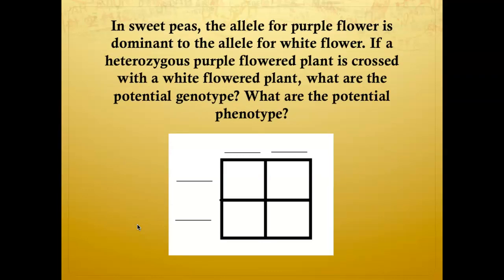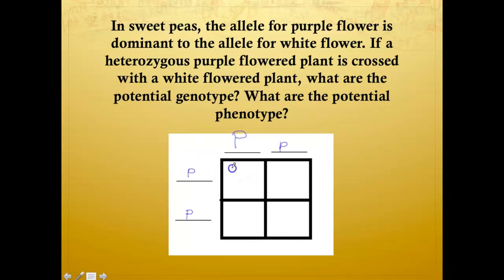So let's look at this problem over here. In sweet peas, the allele for purple flower is dominant to the allele for white flower. So right here, this is the first thing we should look at. We're looking at a problem that is talking about complete dominance. So if a heterozygous purple flower plant is crossed with a white flower plant, let's go ahead and fill out the square. So if you have a heterozygous purple flowered plant, you're going to have capital letter P and a small p. And that is crossed with a white flower. And because this is the case of complete dominance, the only way you could have white is to have homozygous recessive. What is the potential genotype and what are the potential phenotypes?